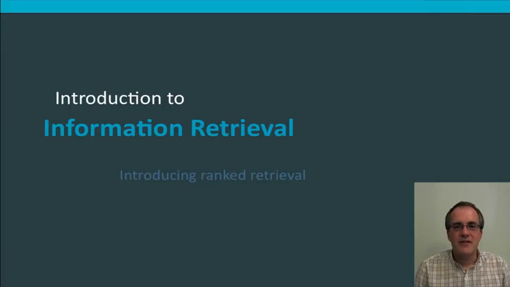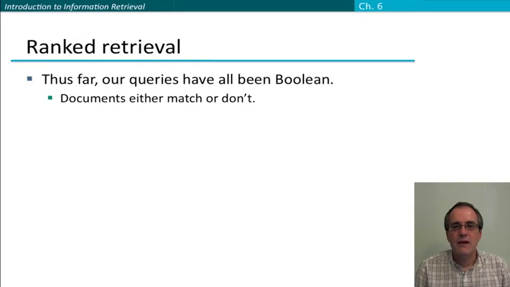Hello, in this segment I'm going to start talking about ranked retrieval. So far all of our queries have been Boolean. We give a query like ocean and liner, and the search engine is going to return precisely the documents that contain the words ocean and liner and no others. Documents either match or they don't.